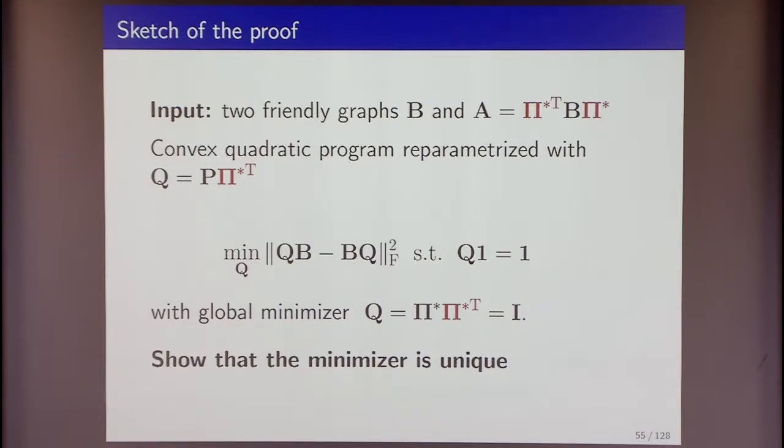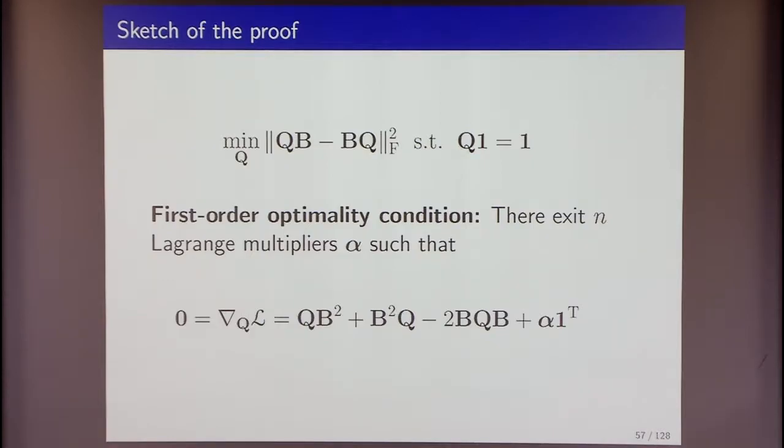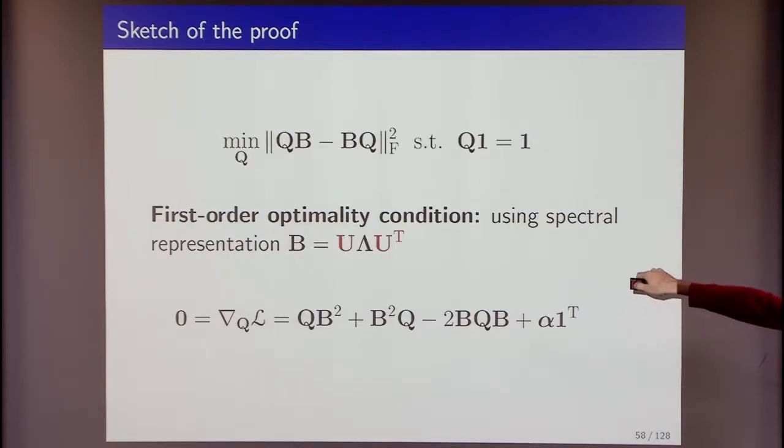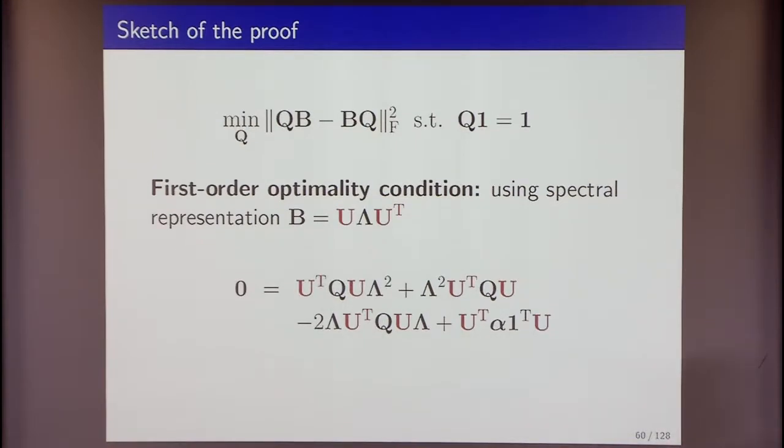Okay? So, of course, I can formulate first-order optimality conditions for this optimization problem. The derivative of the Lagrangian with respect to Q has to be 0 with some set of Lagrange multipliers alpha. And after simple calculus, you will get this expression. Now, I will substitute this eigendecomposition for B, okay? And then multiply both sides by U transpose, and you will get this.